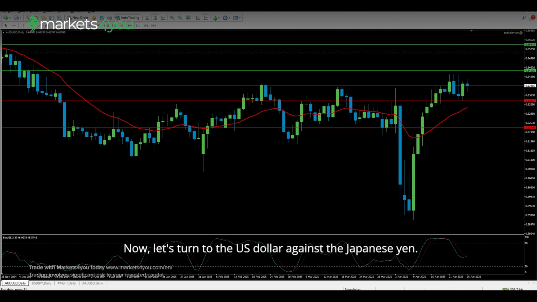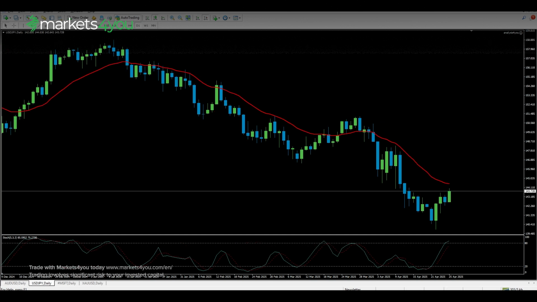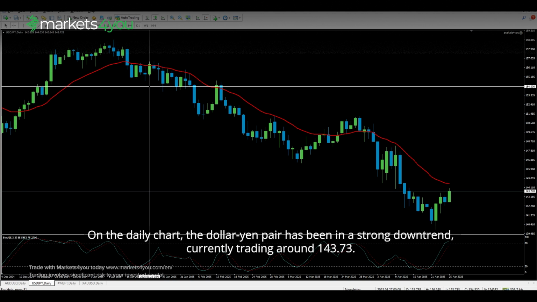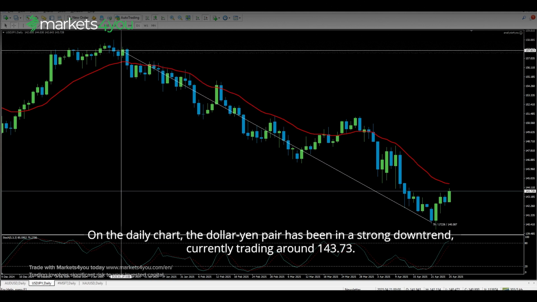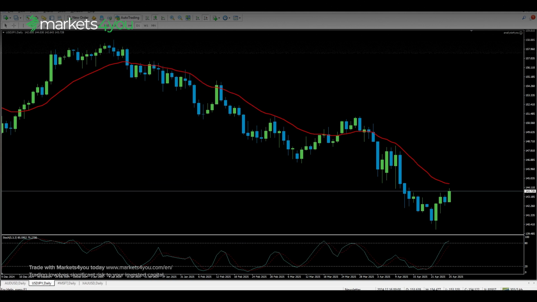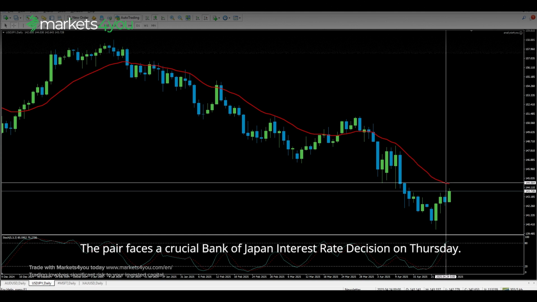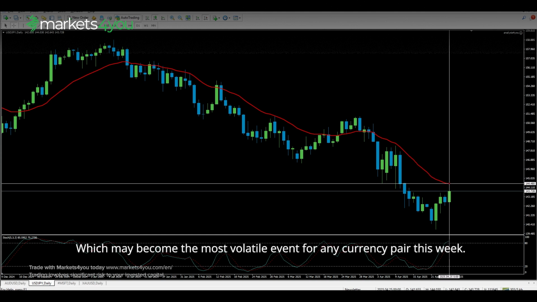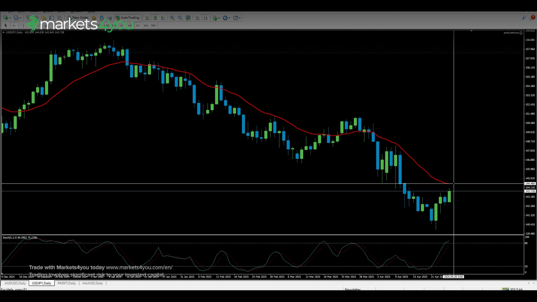Now, let's turn to the US dollar against the Japanese yen. On the daily chart, the dollar-yen pair has been in a strong downtrend, currently trading around 143.73. The pair faces a crucial Bank of Japan interest rate decision on Thursday, which may become the most volatile event for any currency pair this week.